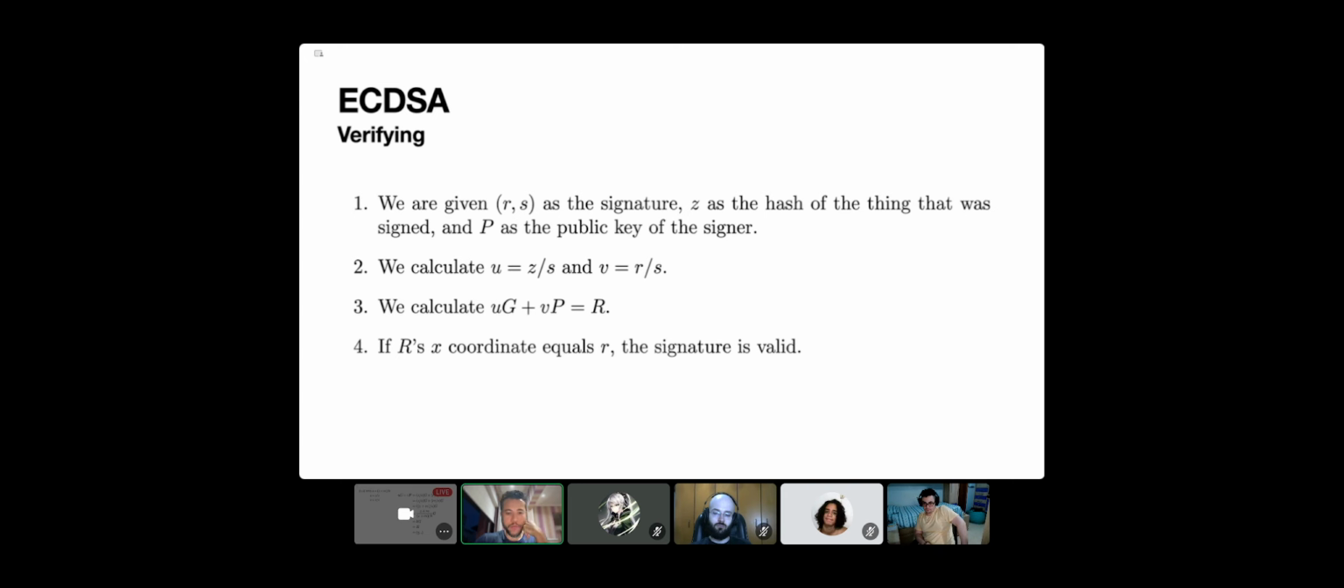And I check if R's X coordinate equals R, which is in the signature. And that's it. You will see that there is no E involved here. And that's it. If you understood this, the rest of the thing, I believe, is kind of easy. Everyone's good? I think we're fine. And this is pretty much the basics.